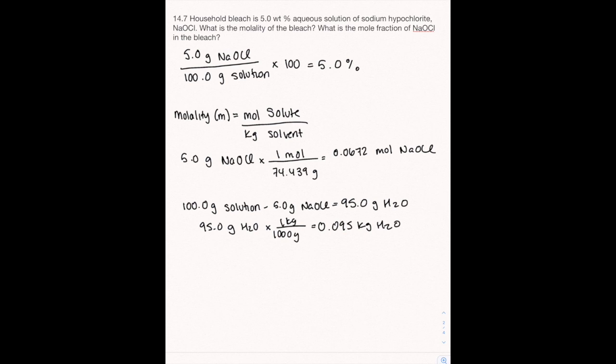Now we have all the information we need in order to solve for molality, so we can go ahead and plug in our values into the equation. So we have molality equals 0.0672 moles NaOCl over 0.095 kilograms of water. Now just plug that into your calculator and you should get 0.71 molality.